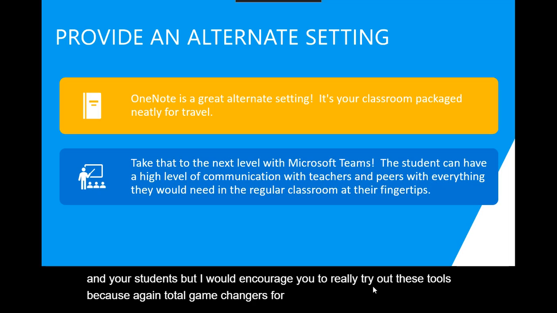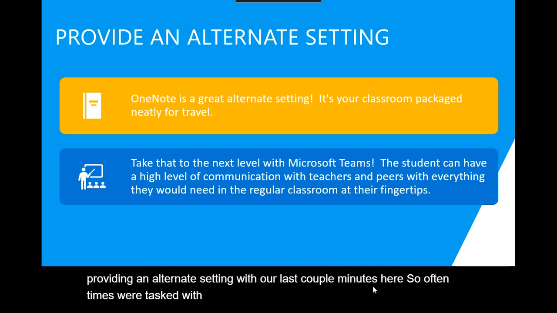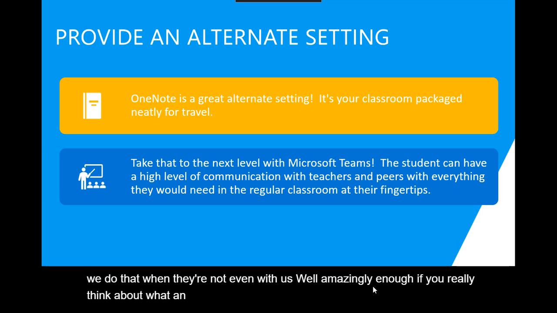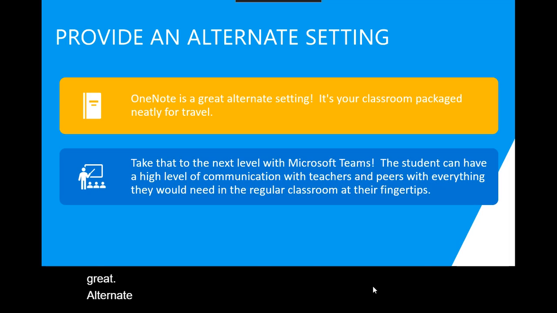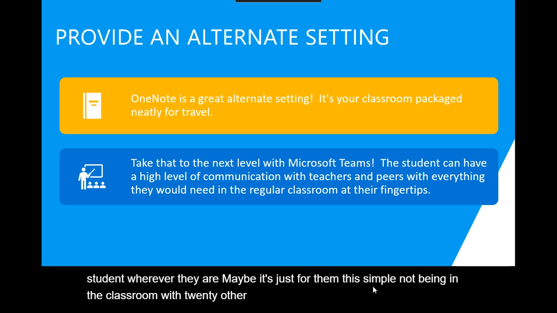All right, let's talk about providing an alternate setting with our last couple minutes here. So, oftentimes we're tasked with giving students an alternate setting. How on earth do we do that when they're not even with us? Well, amazingly enough, if you really think about what an alternate setting means, OneNote and Teams are great alternate settings. You are quite literally sending your classroom with your student wherever they are. Maybe it's just for them the simple not being in the classroom with 20 other kids. So your classroom is packaged and ready to travel.